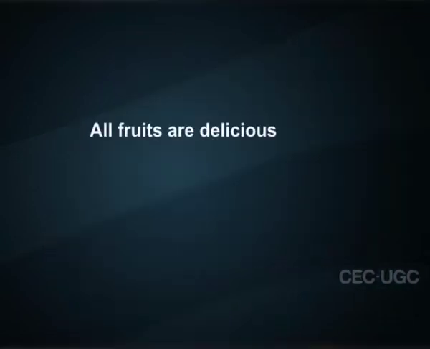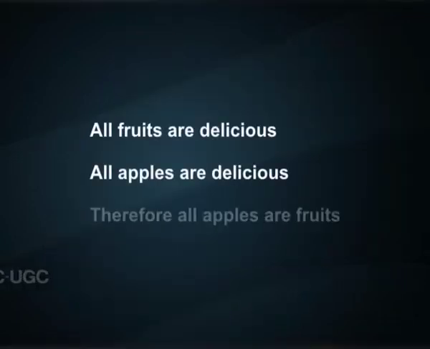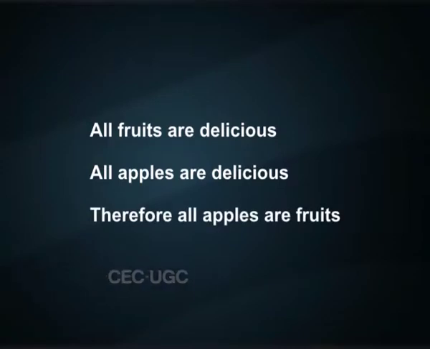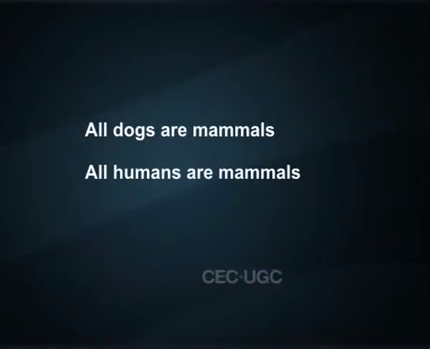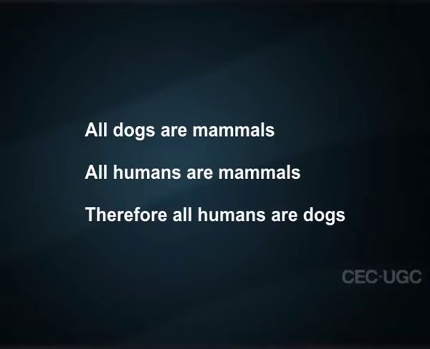Thus, the argument all fruits are delicious, all apples are delicious, therefore, all apples are fruits is invalid, even while all its propositions are true. This can be shown by constructing an argument having the same form, but with true premises and false conclusions like all dogs are mammals, all humans are mammals, therefore, all humans are dogs.